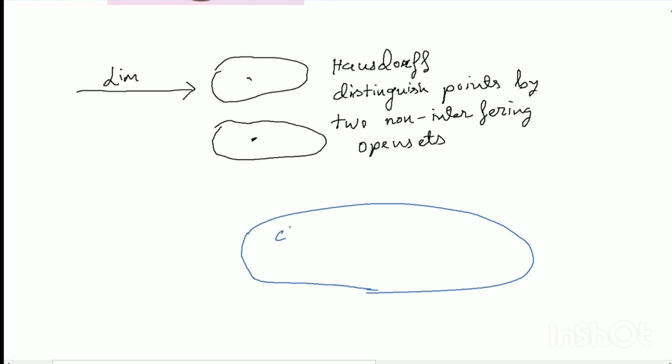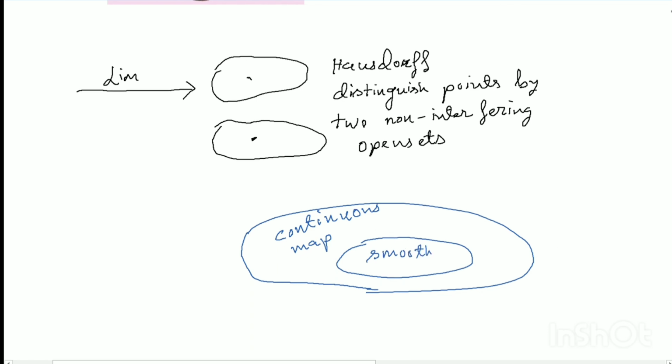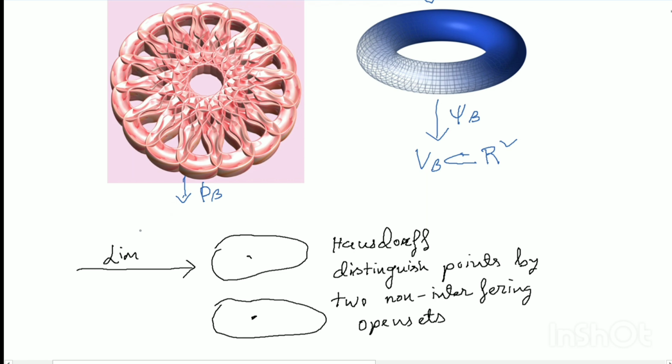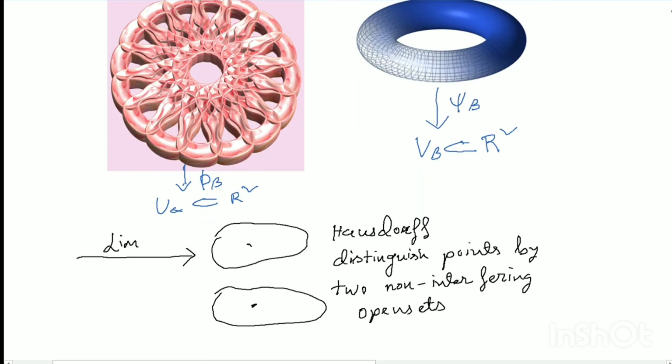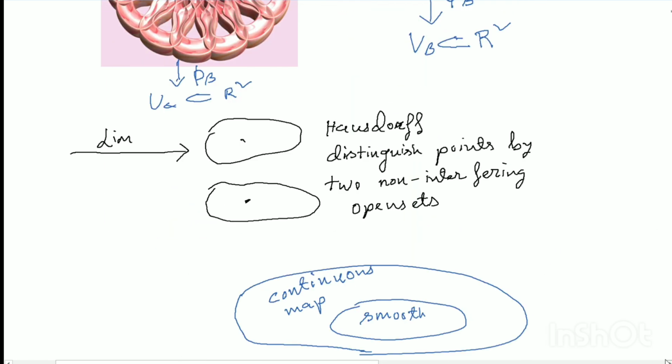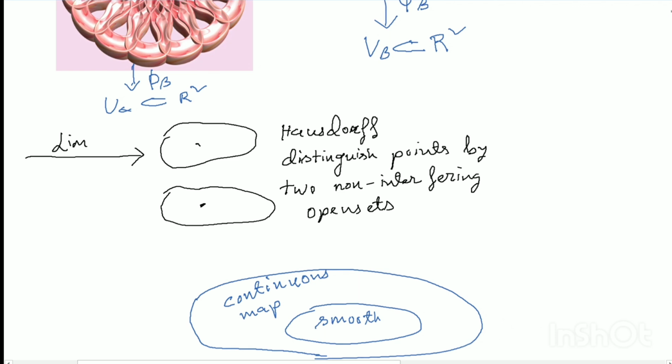So we need to remember that continuous maps are a larger class, and smooth maps are a subset of the continuous maps. So psi beta after F after psi alpha inverse is smooth for alpha and beta. So we see that V beta is a subset of R squared, and psi of U alpha is a subset of R squared.